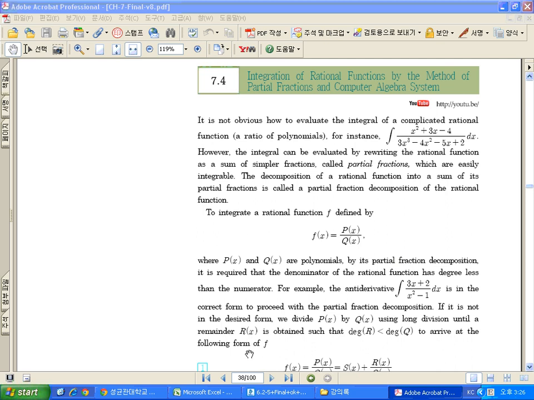In this section, we're going to deal with the integration of rational functions by the method of partial fractions and the computer algebra system.